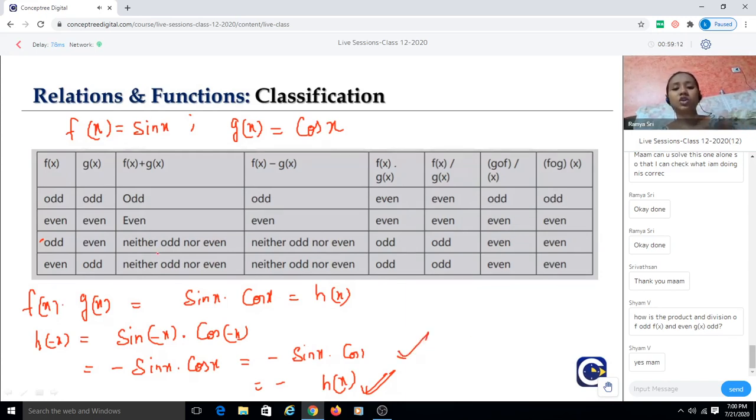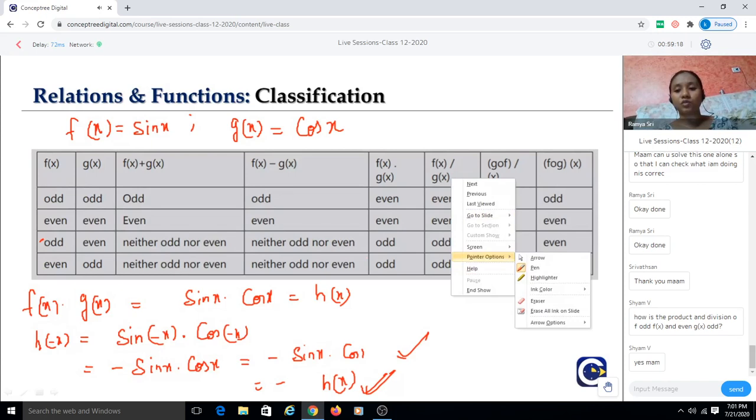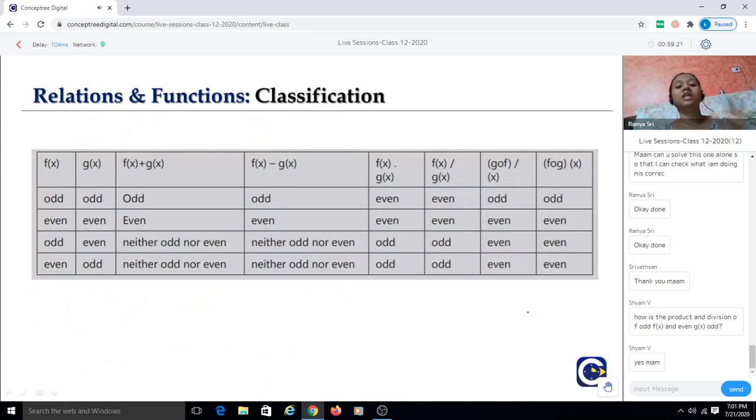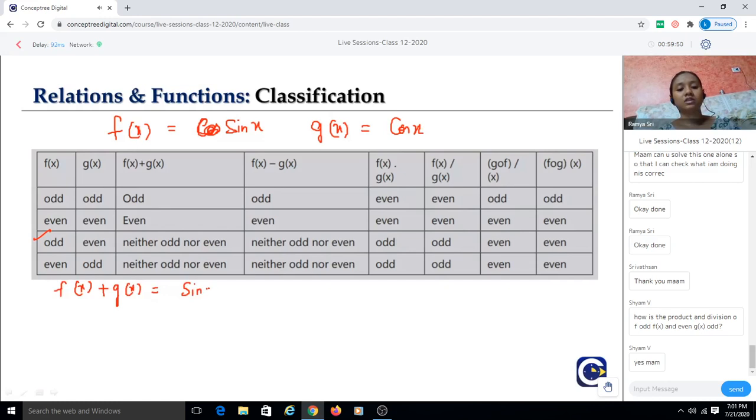As we are discussing our third table, I have explained with an example. So typically for adding or subtracting, it will be a neither even nor odd condition. So let's do that also, because till now we haven't come across any function that is neither even nor odd. So let's just do this typical third one. I'm taking the same examples. f of x is an odd function, so I'm taking sin x. And my g of x to be an even function, so I'm taking cos x. So let's just add them. So our function f of x plus g of x will be equal to sin x plus cos x, right?